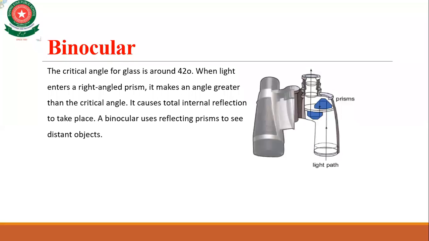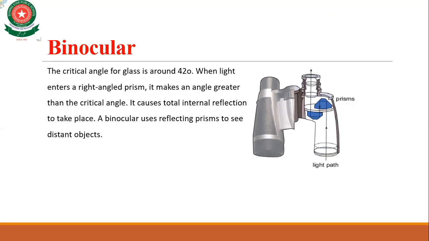The critical angle for glass is around 42 degrees. When light enters a right angle prism, it makes an angle greater than the critical angle. It causes total internal reflection to take place. A binocular uses reflecting prisms to see distant objects. You can see in the diagram there are two right angle prisms.